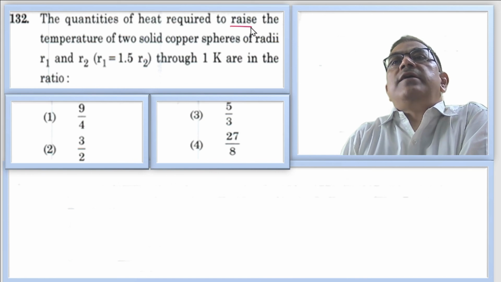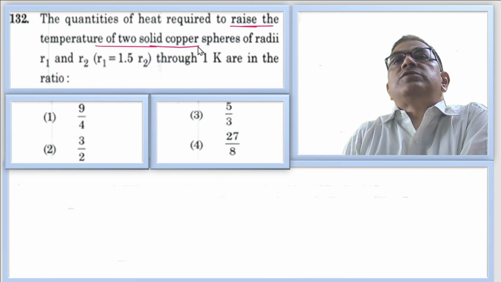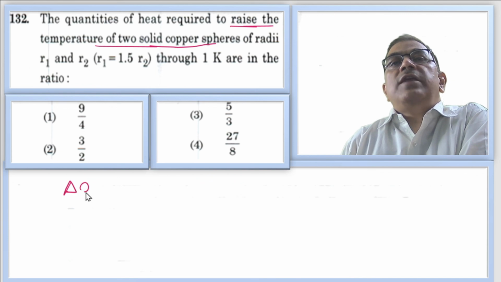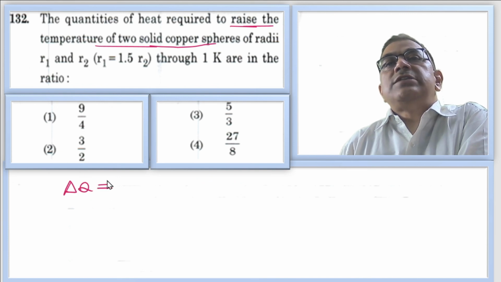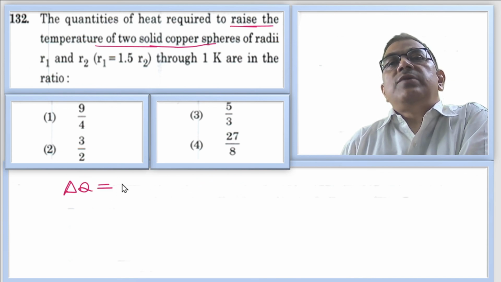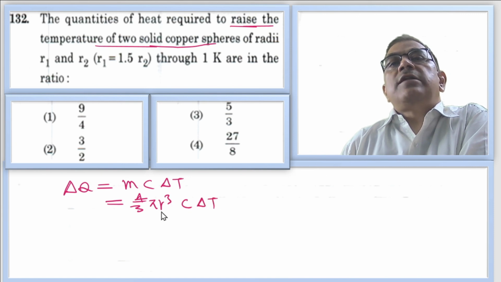Heat required to raise temperature of two solid copper spheres. You see, the amount of heat required to change the temperature from T1 to T2 is given by mc delta T, and this is equal to 4/3 π r³ c delta T. All terms have the usual meaning.